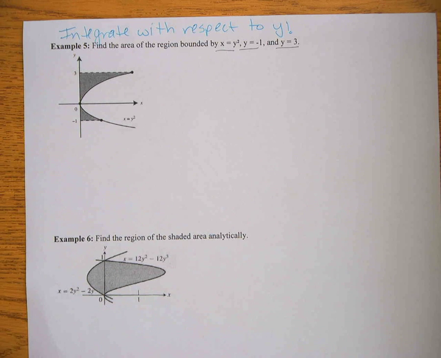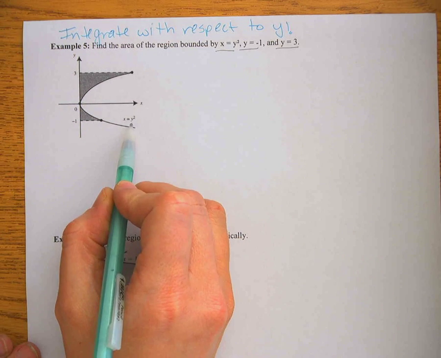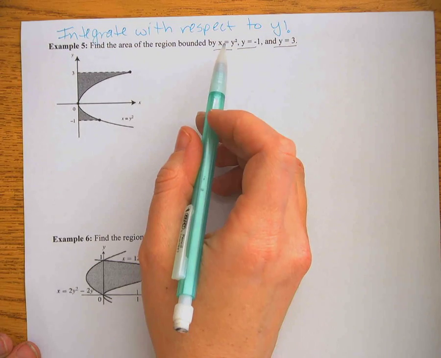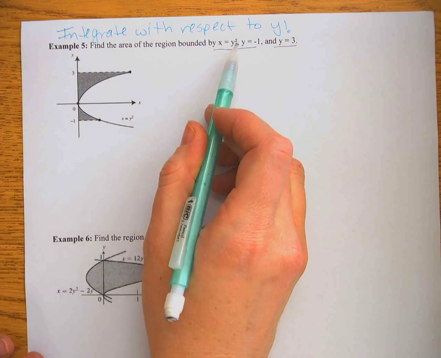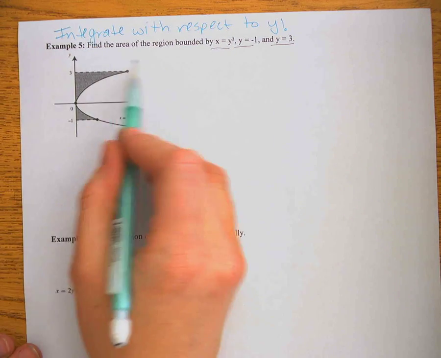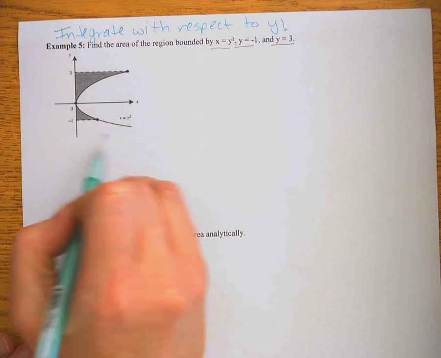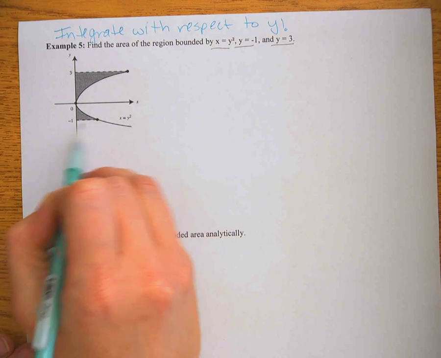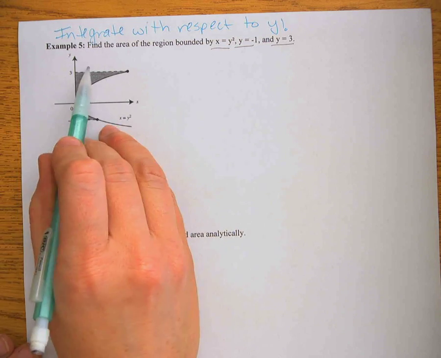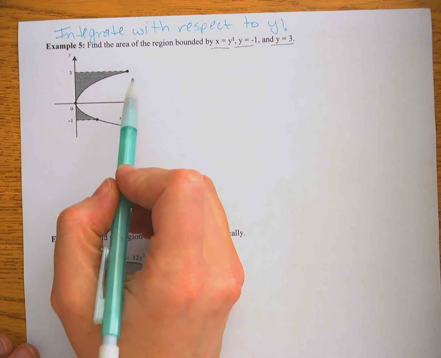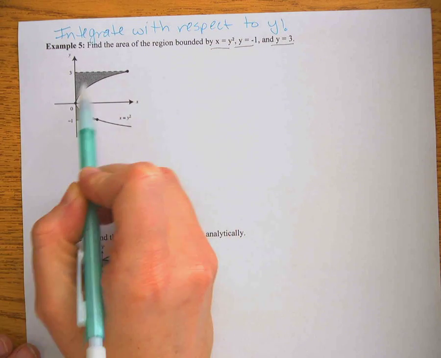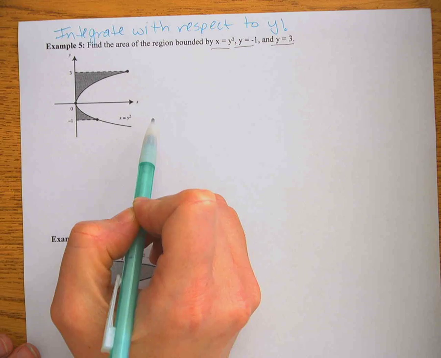So what I want you to notice is that x is described in terms of y, not the other way around. So we have x equaling y squared. X is a function of y. And we're going to cap that off on the top at 3 and on the bottom at -1. So notice the cutoffs are actually going top to bottom instead of left to right, and the function is going left to right instead of top to bottom.